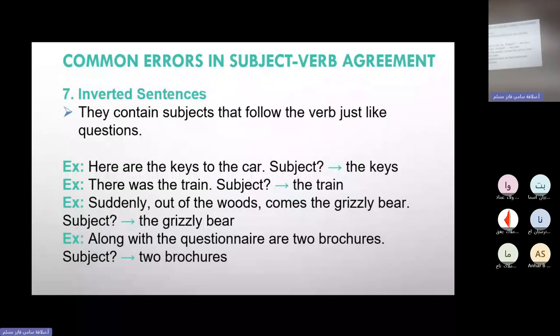Okay, the next one. Go on. There was the train. Mean the subject: the train. The train was there.